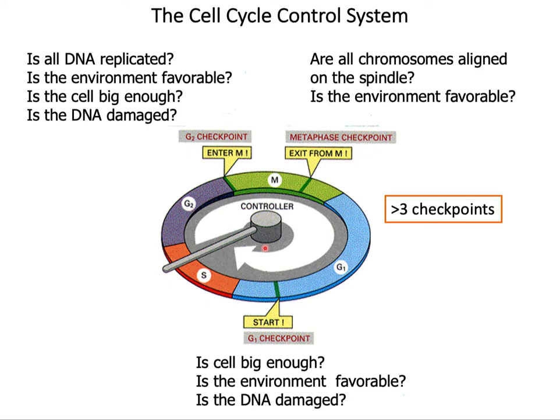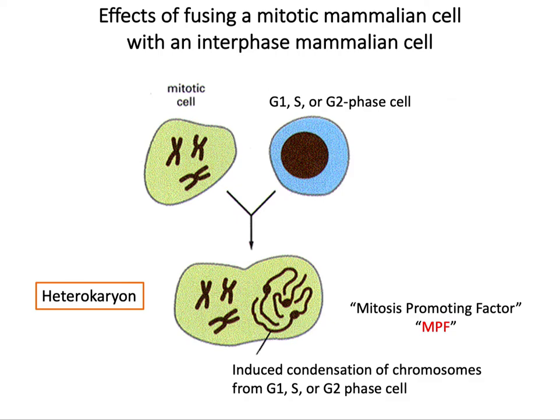But the other interesting thing about the cell cycle control system is that it is a biochemical system. So it is regulated by proteins within the cell. And here is a classic experiment that supports the hypothesis that the cell cycle control system is actually a biochemical control system. If you take a cell that is in mitosis and fuse it with a cell that is either in the G1 or S or the G2 phase, there are a lot of interesting ways to do this.